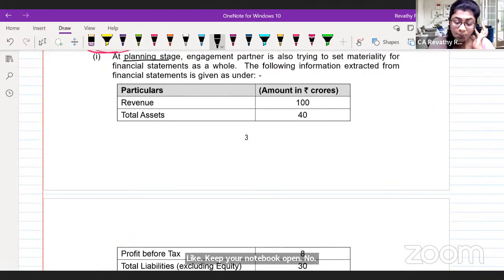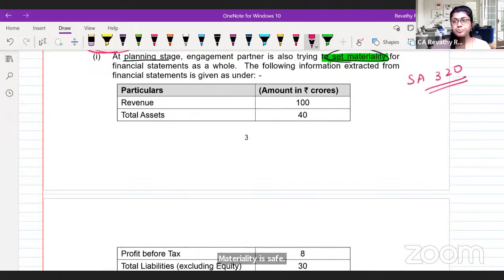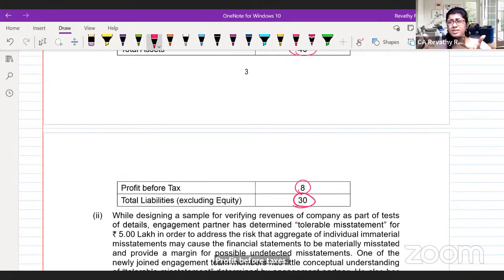Okay. At the planning stage, engagement partner is trying to set a materiality. Materiality, SA 320. The following is extracted from the FS. Revenue is 100, asset is 40, profit before tax is 8, liability 30. They have just given. Can you fix materiality as a percentage of profit, percentage of asset, percentage of liability? Can you do? Answer is yes. It's based on your auditor's professional judgment.